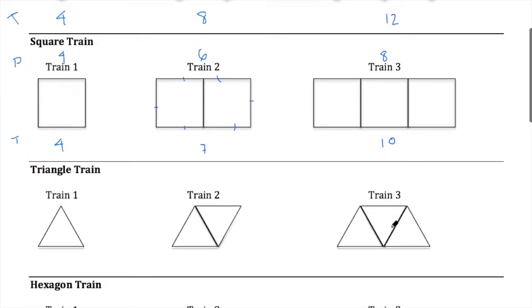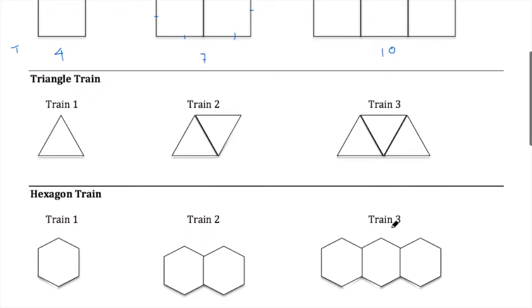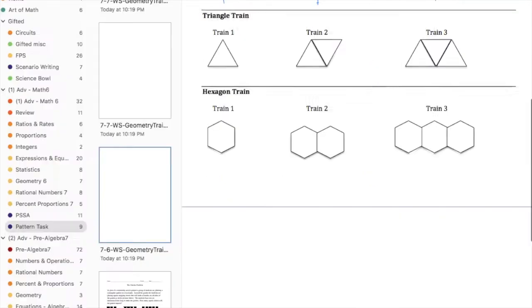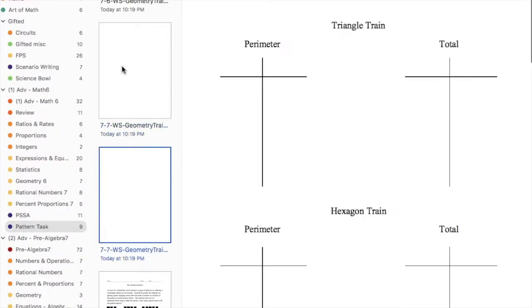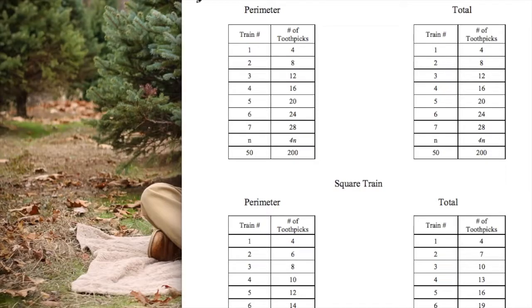We can continue this for the triangle train and the hexagon train, but let's jump ahead and talk about the results and looking for some formulas. So I'm going to jump to the next worksheet here. This is the worksheet that you can record all your data in, but I'm going to jump to this one, which, spoiler alert, has all the answers.